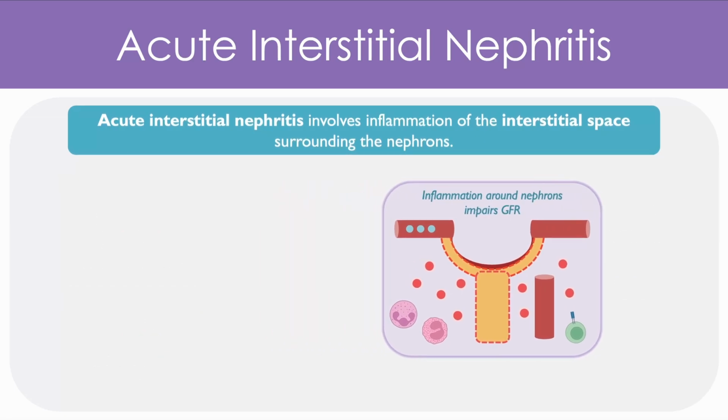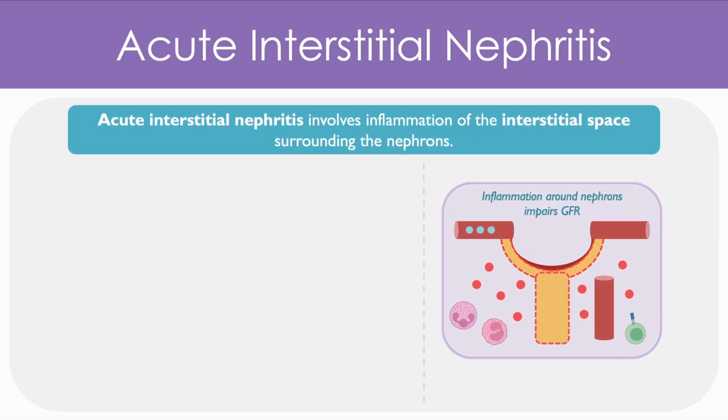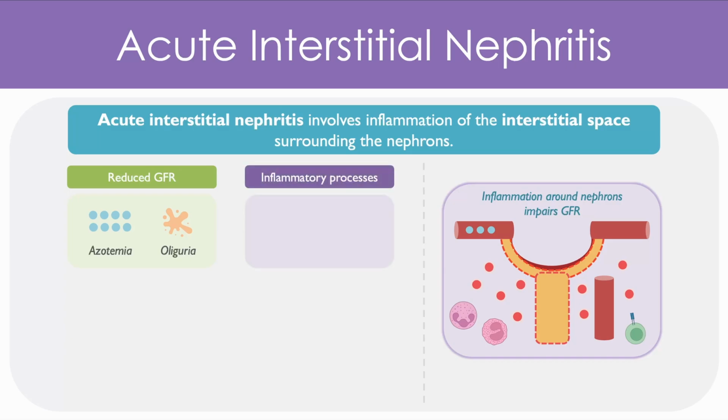Just like in the other cases of intrarenal AKI, the reduction in GFR leads to a buildup of creatinine and a reduction in urine output. In addition to this, the inflammatory processes of the condition can lead to an array of signs and symptoms, including a fever, a rash, and pyuria, which is basically where white blood cells are passed in the urine.